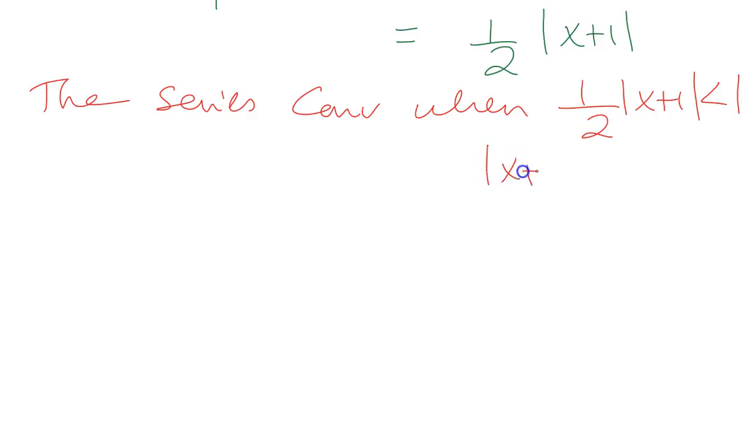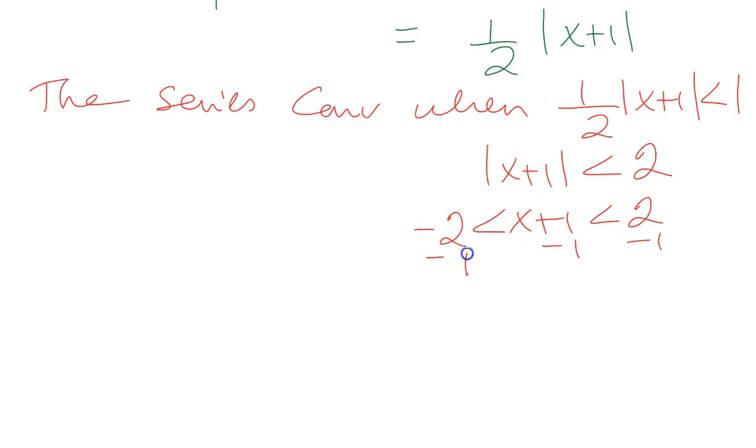Let's multiply both sides by 2. Okay, so the 1/2 disappears, right hand side becomes 2. And because you are multiplying by a positive number, there is no reversal in the sign of the inequality. Now, remove the absolute value signs by sandwiching x plus 1 between -2 and 2. Solve this double inequality by subtracting 1 from both sides. So this tells you x must be between -3 and 1 in order for the series to converge.